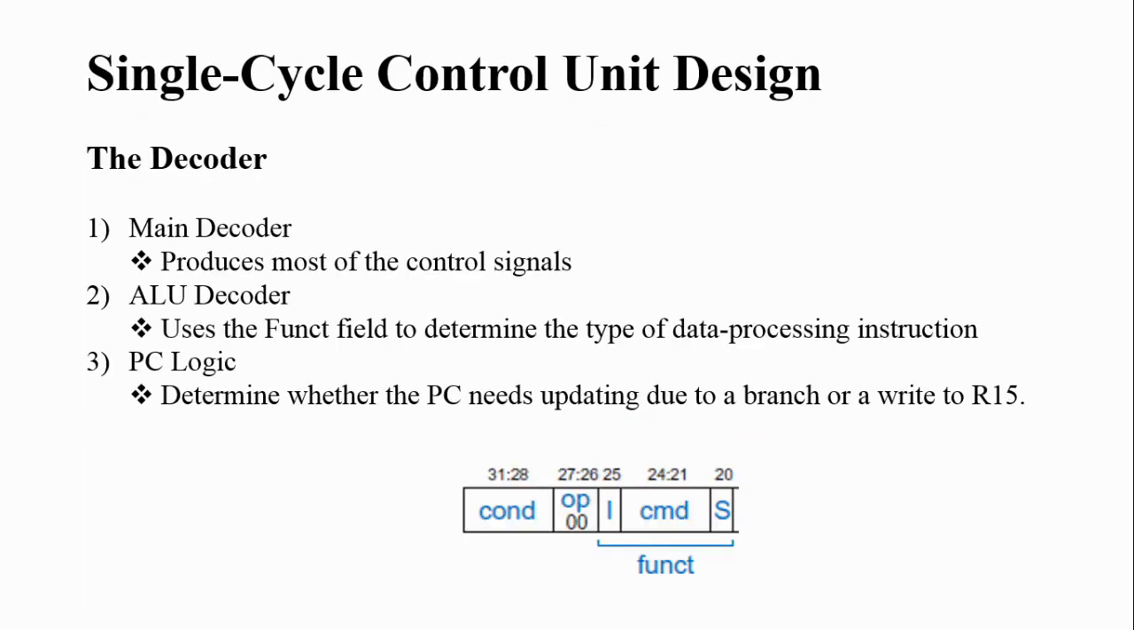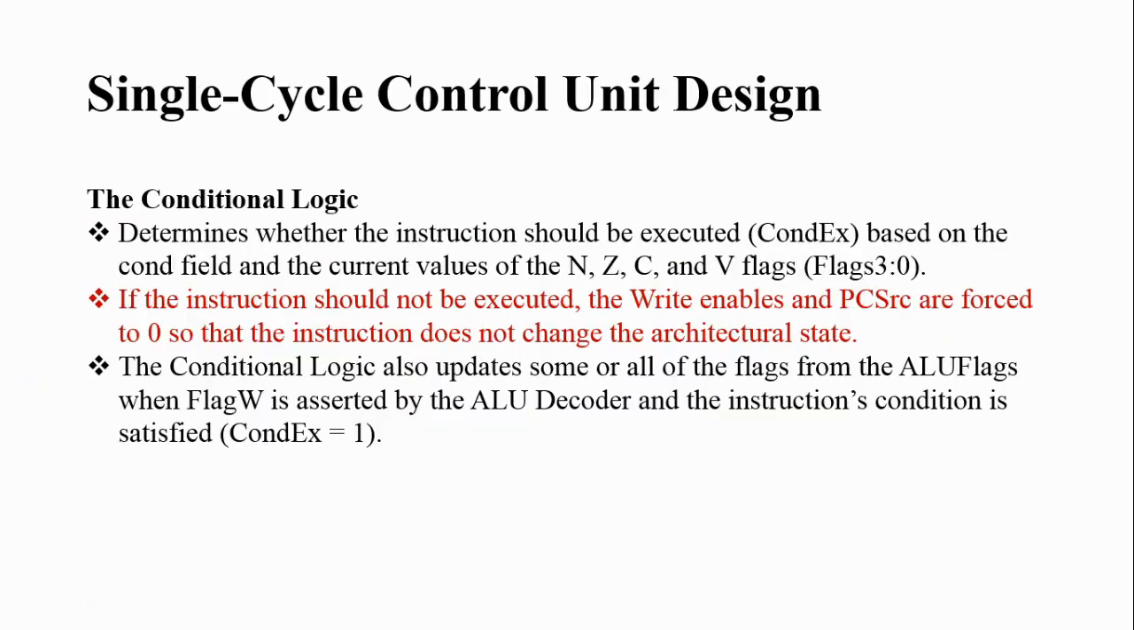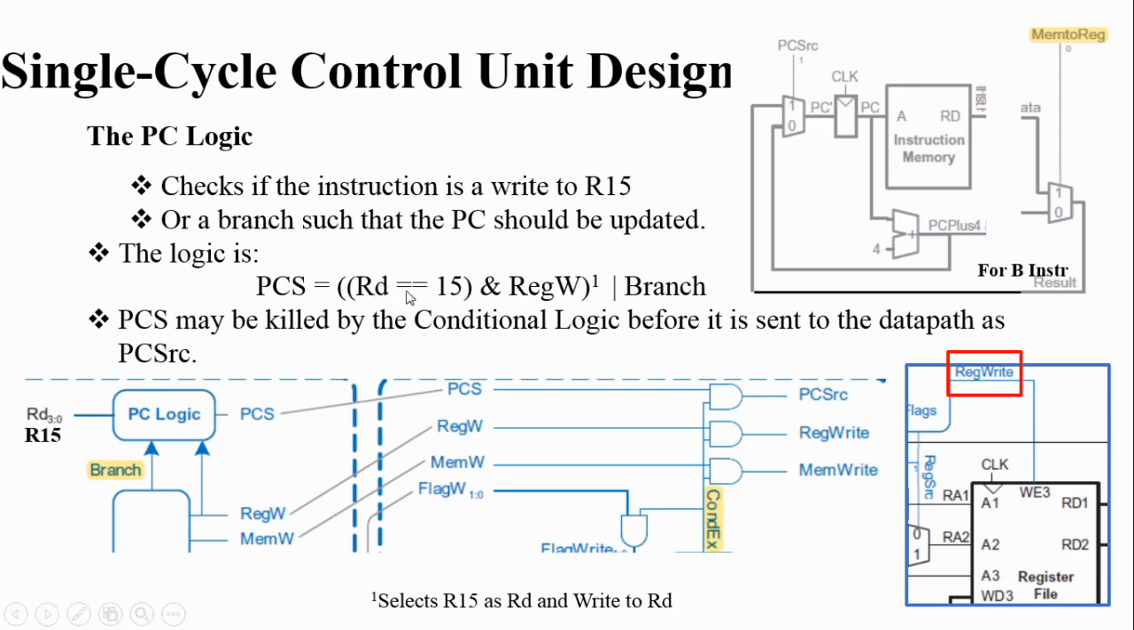So you are making R15 the destination register, and you are giving the register write. Okay, this is a register write. Whenever you have register write, only then will it be written to R15. So if this operation is performed, then PC will be updated based on this value, or it can be performed using a branch operation. So this PC logic decides whether the PC needs to be updated based on writing into the R15 register or based on the branch instruction.